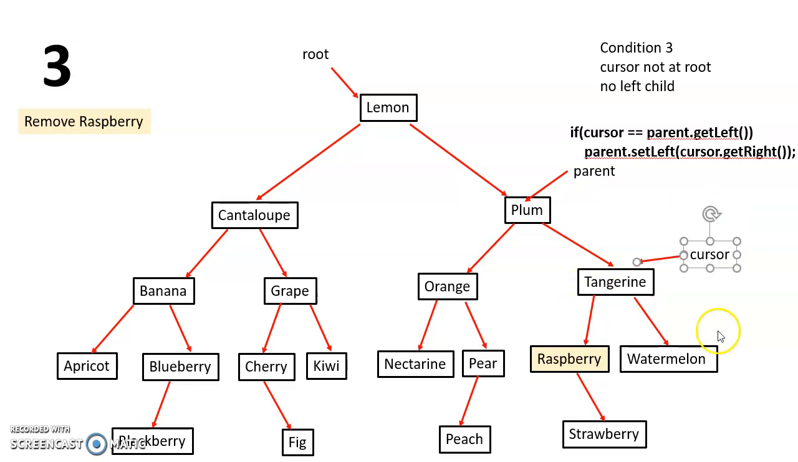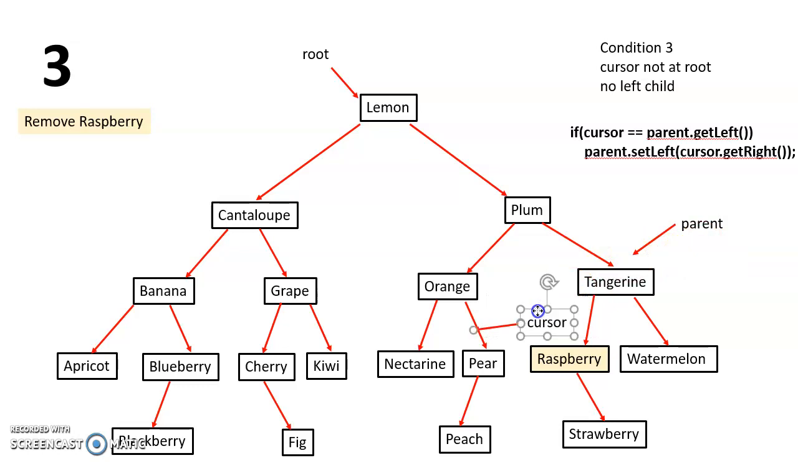Cursor moves to the right. Cursor get data isn't raspberry, so the parent will come to here. And then the cursor will move to the left to raspberry. And so now we found what we're looking for. This is a particular condition, which we'll get back to in a moment. But that first part, the loop, has moved cursor to the node that we want to remove.